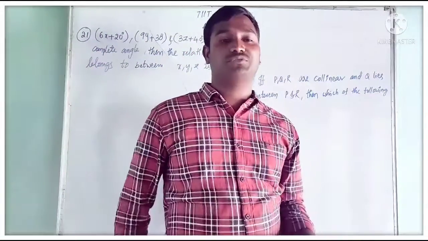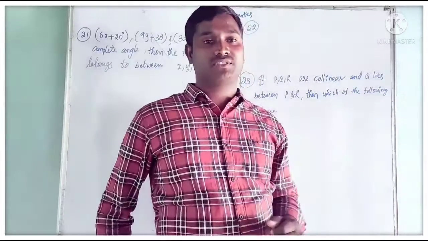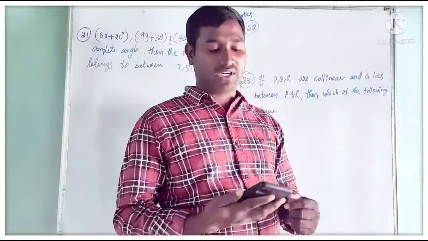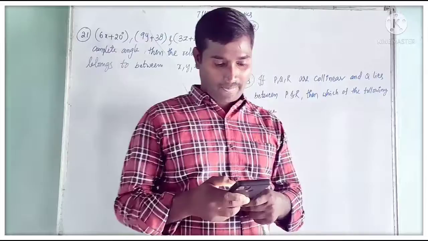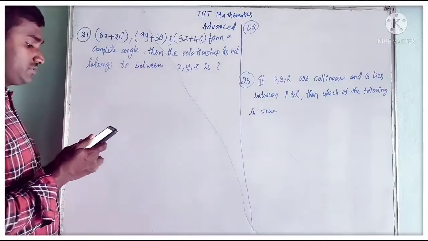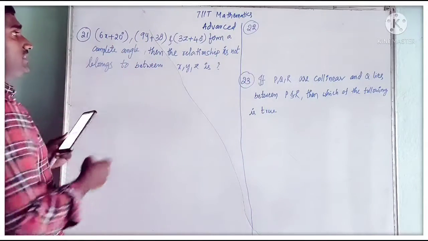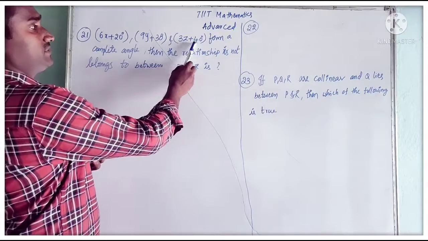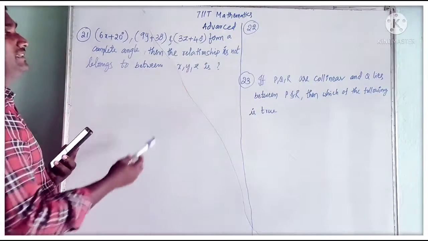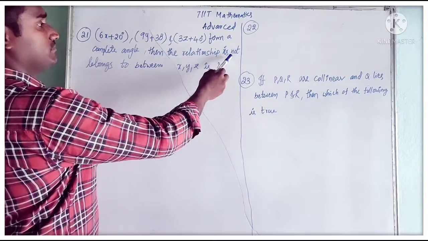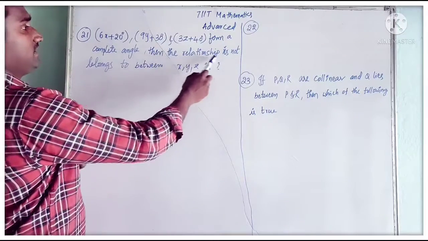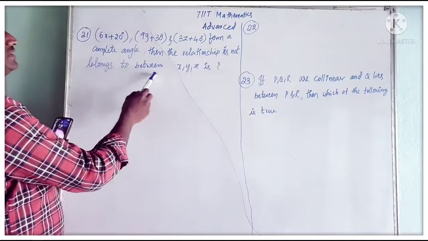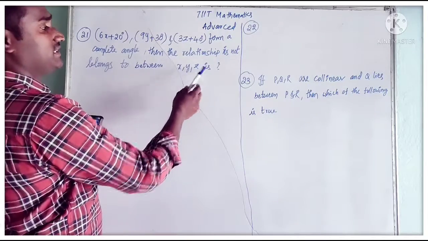In this video, I am going to discuss with you advanced questions. In that first question, we have the 21st question. If 3x plus 20 degrees, 9y plus 30 degrees, and 3z plus 40 degrees form a complete angle, then the relationship that does not belong between x, y, z is?